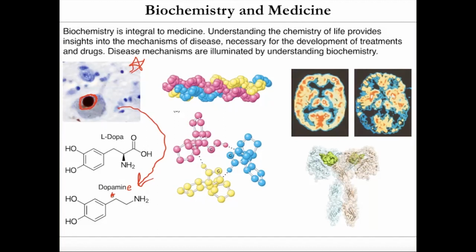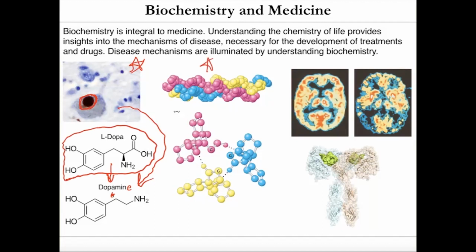And then we can understand what the importance of dopamine is in your body. And then we can understand that dopamine comes from this precursor, L-DOPA. And so L-DOPA can then actually be used as a treatment for Parkinson's disease. So this just shows you how understanding biochemistry can help you understand disease.